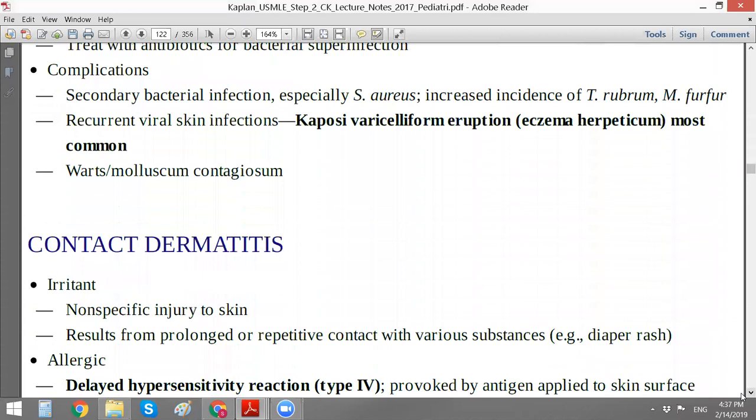Complications are secondary bacterial infections, especially with increased incidence of T. rubrum and M. furfur, and recurrent skin infections. Kaposi varicelliform eruption, eczema herpeticum, is the most common viral one. There are also recurrent viral infections such as warts. But the most common complication is secondary bacterial infection, with increased incidence of T. rubrum and M. furfur.